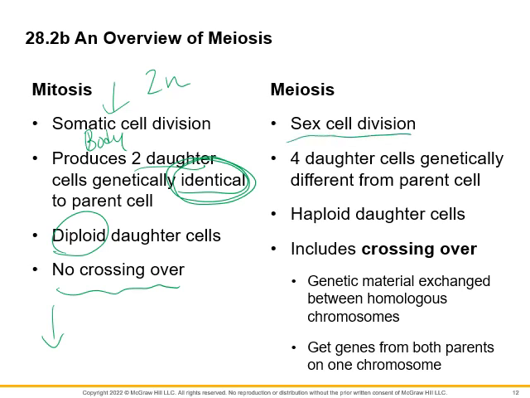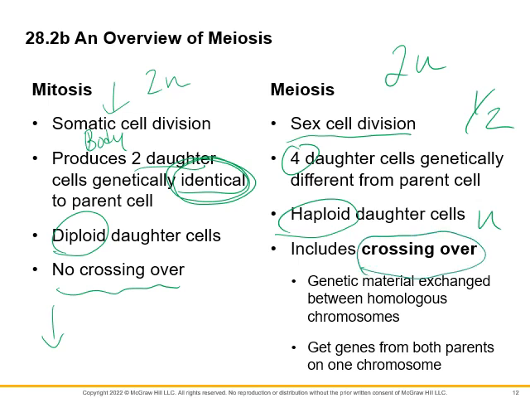Meiosis is called cell sex division. You're going to start with a diploid, and you're going to end up with four daughter cells, and they are all haploid. So basically, you're halving the number of chromosomes. And we're going to see some crossing over happen between chromosomes, where pieces of DNA, pieces of genetic material, are exchanged. So the four cells all end up being genetically different from each other.